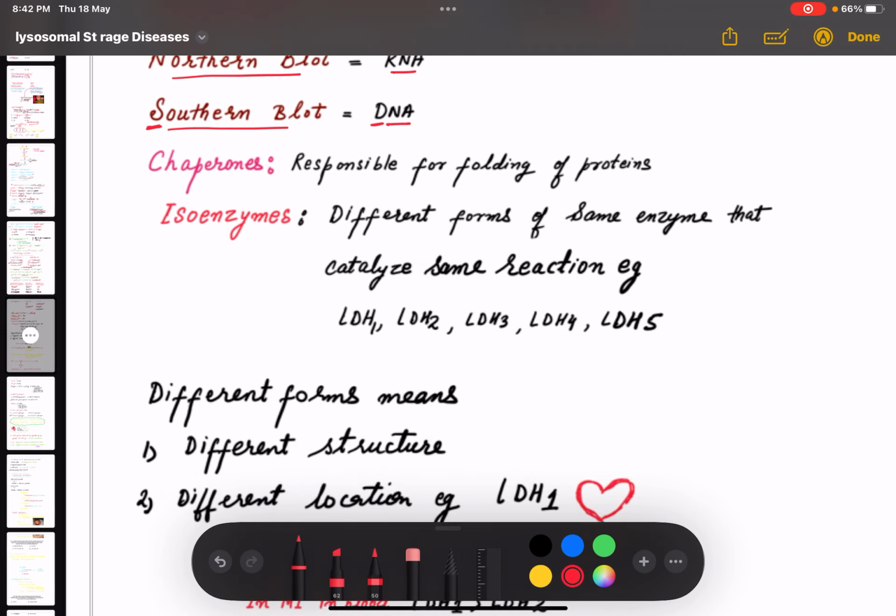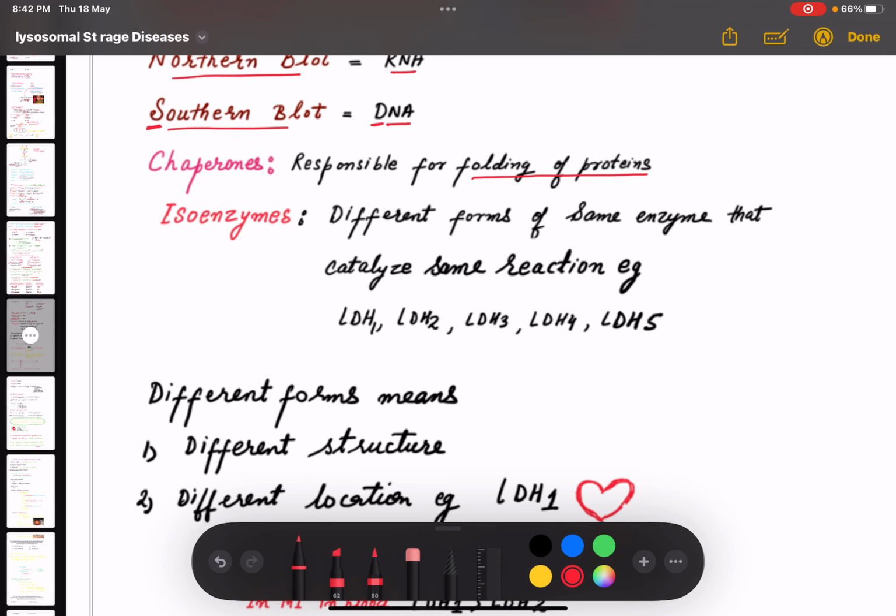What are chaperones? Chaperones are responsible for proper folding of proteins. You might have heard about some disorders which are known as protein misfolding disorders. That can be a problem in the chaperones. Chaperones are very important. They are the proteins which are responsible for folding.